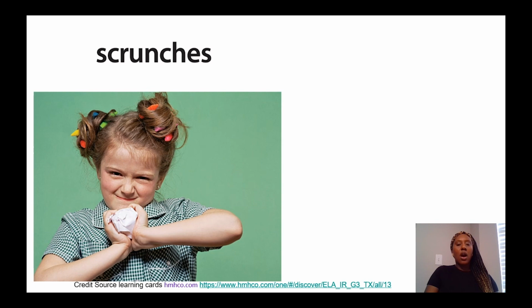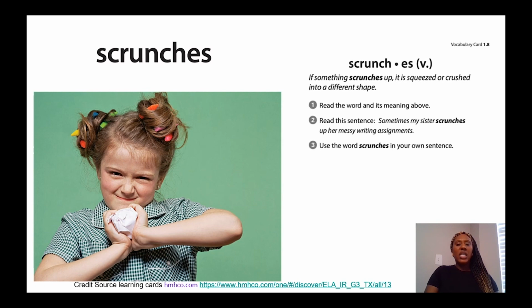Our next word, scrunches. If something scrunches up, it is squeezed or crushed into a different shape. Sometimes my sister scrunches up her messy writing assignments. So as we can see in the picture, the girl is scrunching up. She's changing the shape of the paper by scrunching it. She's squeezing or crushing it into a different shape.